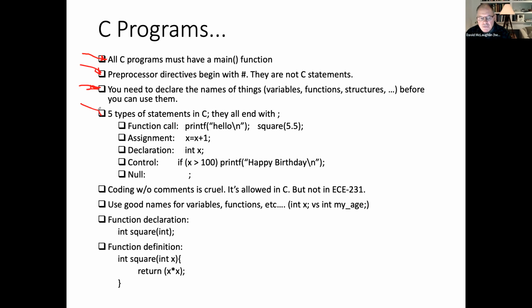There are 5 types of statements in C. There are function calls, assignment, declaration, control, and null. None of this may make sense to you right now, but it will as we go along. This next point: coding without writing comments is cruel. It's allowed in C, but it's not allowed in this class. So make sure you use comments.